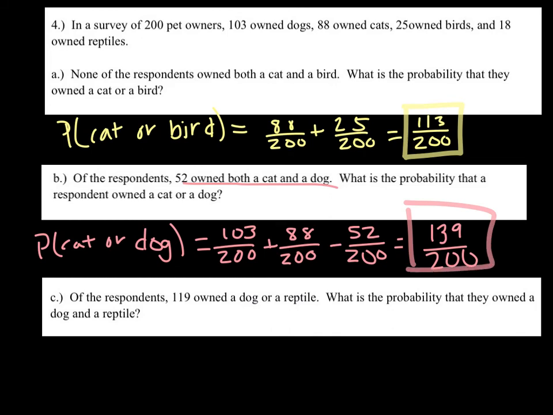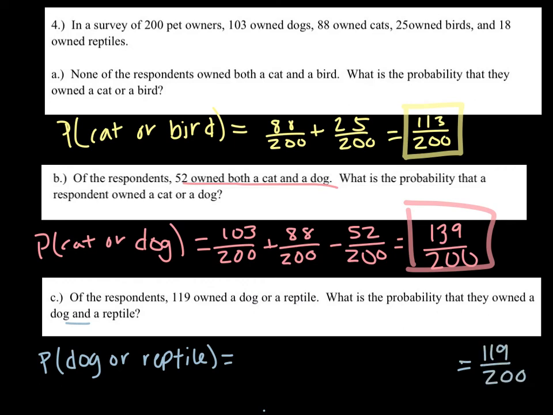And then the last one says, okay, well, of the respondents, 119 did own a dog or a reptile. It's telling us that's who owned a dog or a reptile. So what is the probability that they owned a dog and a reptile? So what we're finding here is the overlap. So we want to know if the probability of a dog or reptile is equal to 119. We're trying to find the overlap part to subtract.